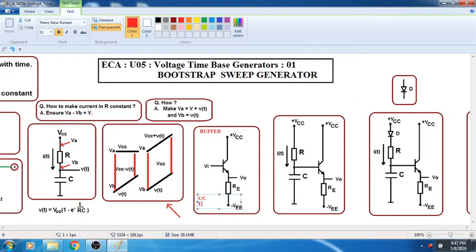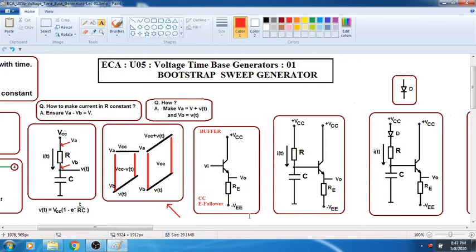Okay, emitter follower. So what is the property of this circuit? The property of this circuit is the input impedance is very large, so whatever point you connect this emitter to, emitter is connected to some point V0, this V0 will not load Vi, V0 will not load Vi.